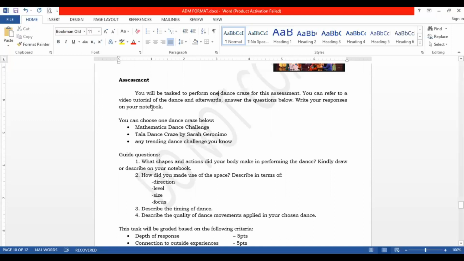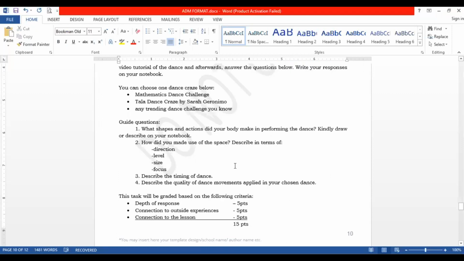You can refer to a video tutorial of the dance and afterwards answer the questions below. Write your responses on your notebook. So, this is an essay type of assessment. Pero para masagutan nila yung essay, they have to perform one of the dances that is given in this activity. So you can choose one dance craze below.